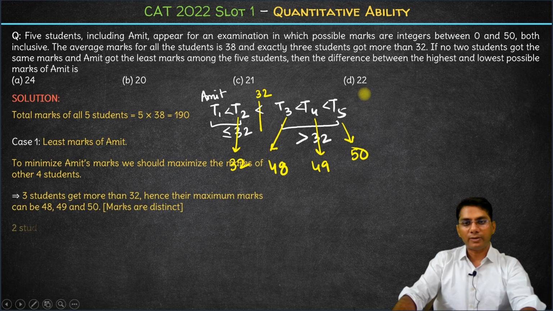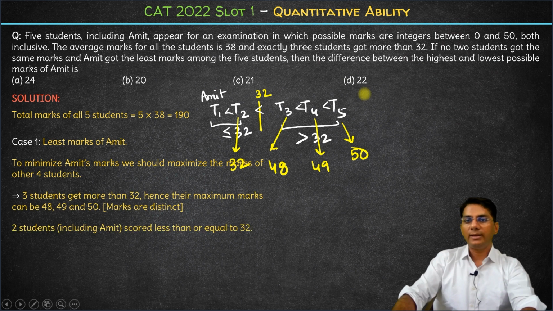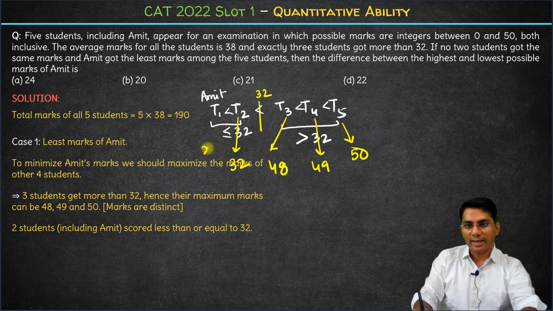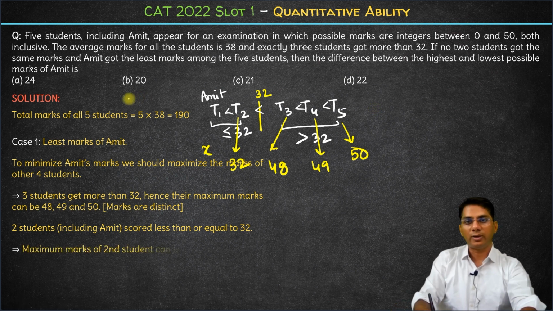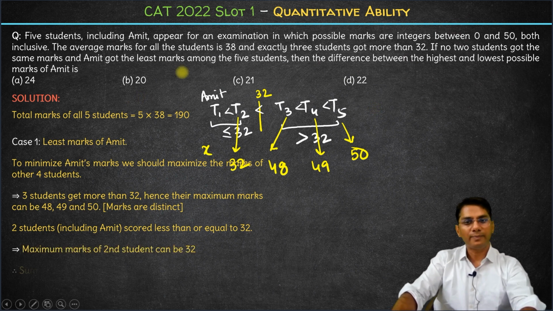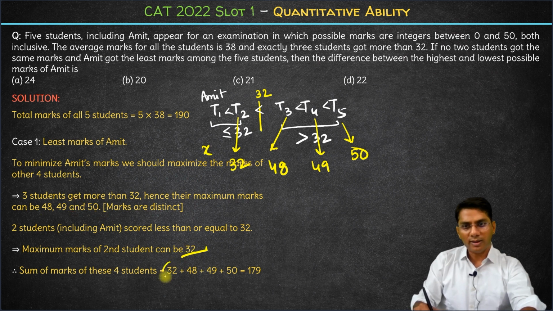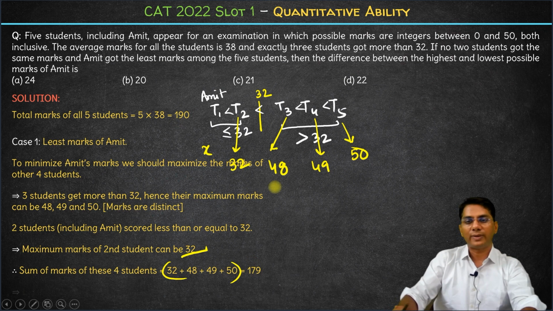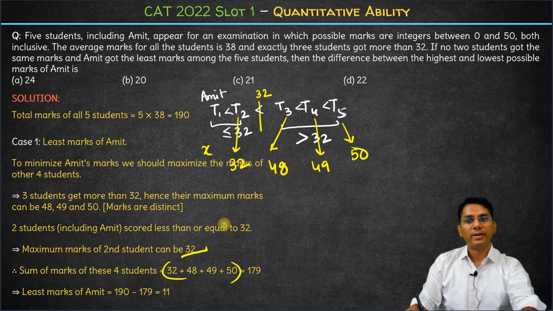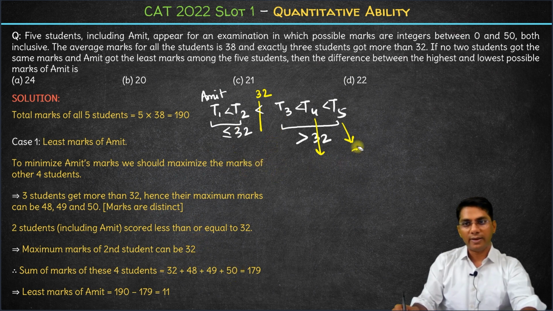If we assume Amit's marks are X, then X plus 32 plus 48 plus 49 plus 50 all together should be equal to 190. The maximum marks of the other 3 are 48, 49, 50, and the maximum marks of the second student is 32. So the sum of all these 4 marks is 179. Hence Amit's marks will be 190 minus 179, which is 11. So the minimum marks that Amit gets is 11 if we maximize the marks of the remaining students.